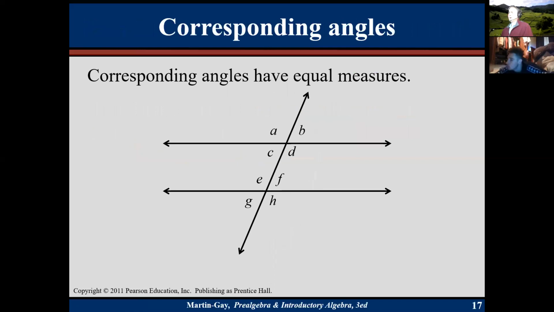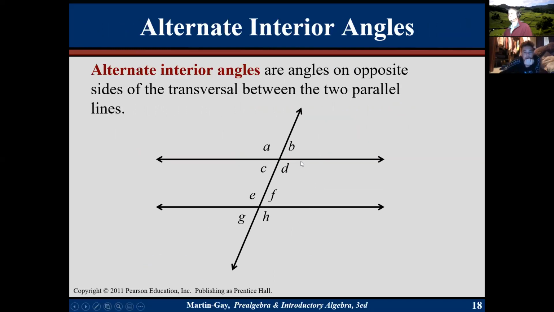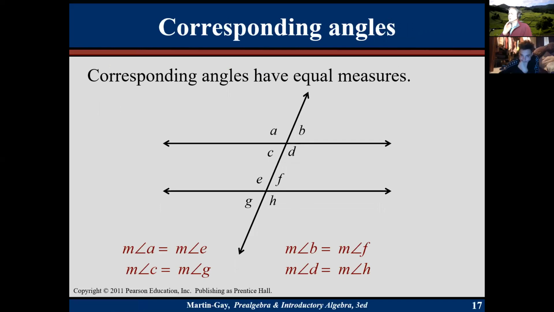Corresponding angles are of equal measure, which we just talked about. So the measure of A is the same as the measure of E, is the same as the measure of H, is the measure of D. And so all four of those are the same. Let's make sure I get those right. Corresponding angles are A, E, C, and G.